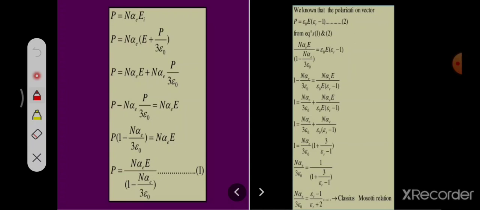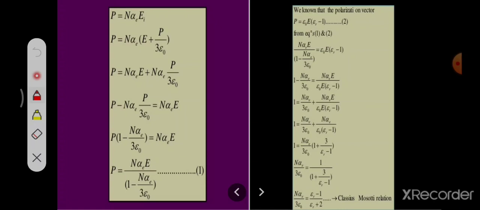From this, P is equal to N alpha E into E divided by 1 minus N alpha E divided by 3 epsilon naught. Consider it as first equation. We know that the polarization vector P is equal to epsilon naught into E into epsilon r minus 1. Consider it as second equation. From equation 1 and 2, equate the P values. N alpha E into E divided by 1 minus N alpha E divided by 3 epsilon naught equal to epsilon naught into E into epsilon r minus 1.